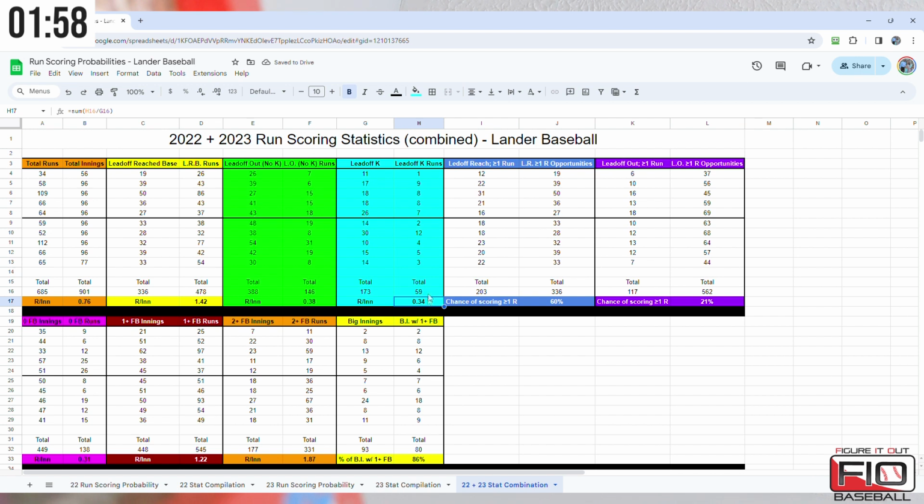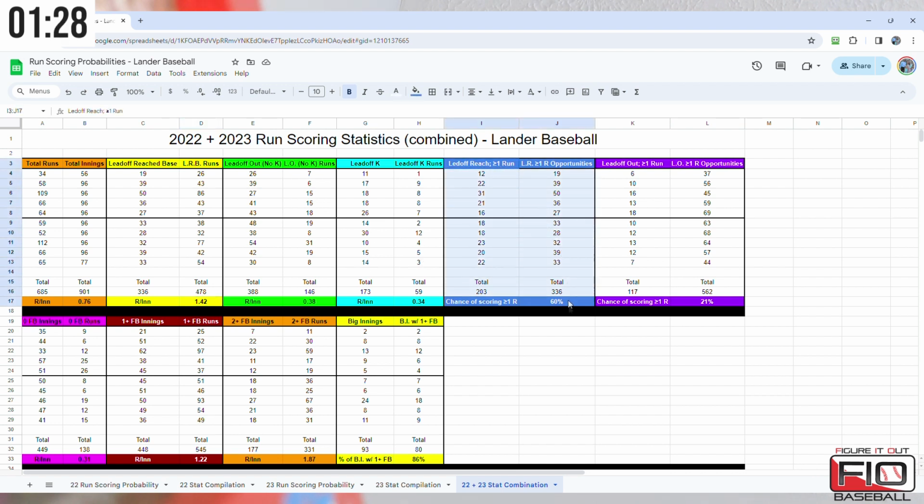Now, this didn't end up being anything significant. Maybe if I did this over several seasons, they'd be the exact same number. I just wanted to see if there was a difference between when the leadoff person struck out or put a ball in play, and there really wasn't. Nothing real significant there. But you can see from these two highlights, 0.38 runs per inning and 0.34 runs per inning when the leadoff person gets out, compared to 1.42 runs per inning when the leadoff batter gets on. That is significant. Very significant.